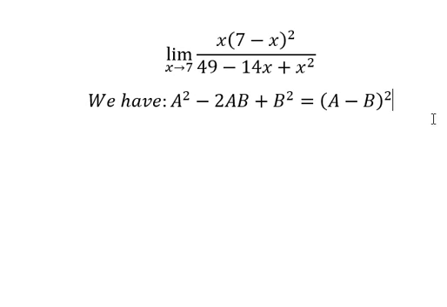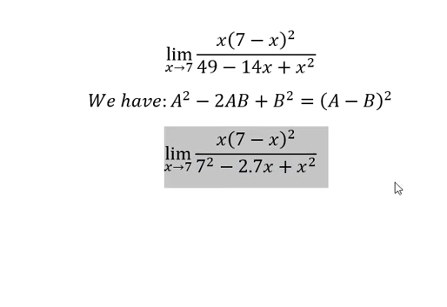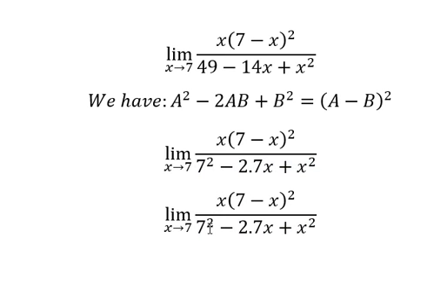Now 49, that is 7 to the power of 2. 14, that is 2 times 7. Now we need to transform this one into this one.